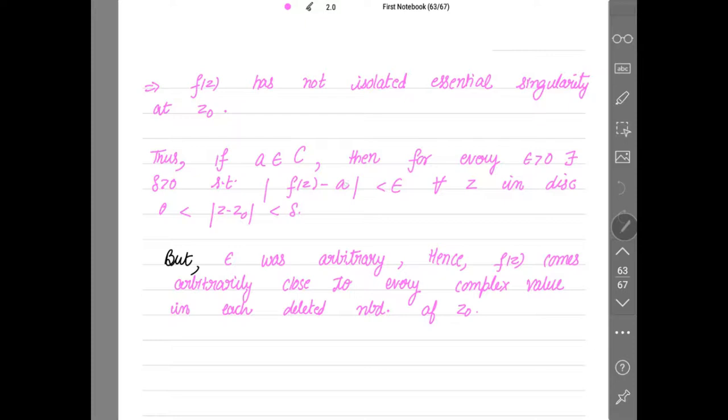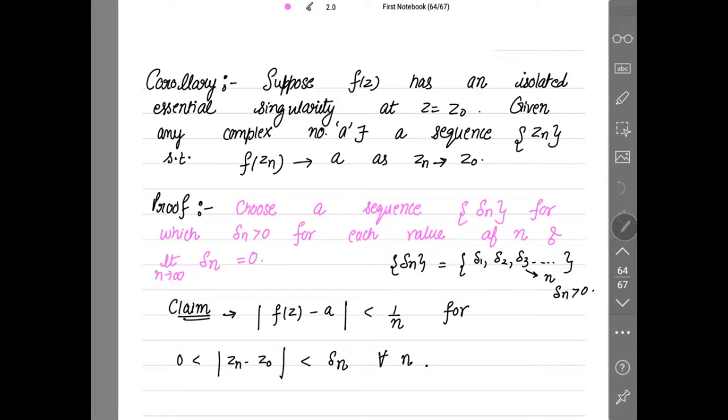And mod f(z) minus a less than epsilon means f(z) is tending to a, right? But epsilon was arbitrary, hence f(z) comes arbitrarily close to every complex value in each deleted neighborhood of z naught. And that complex value we have taken to be a. Easy, very easy proof. Let's do its corollary now, which has the same steps as in this proof, just a little difference.